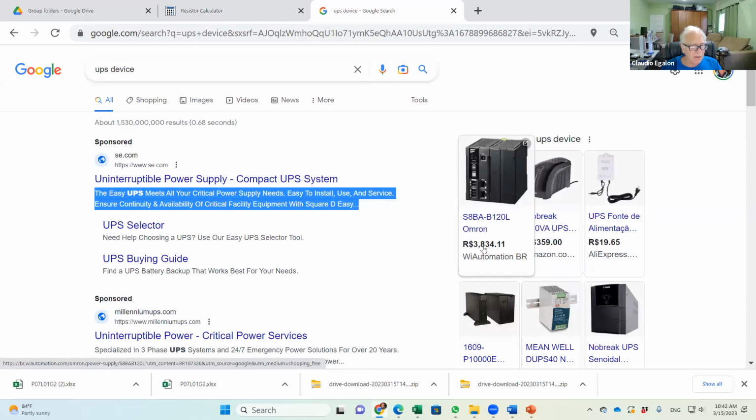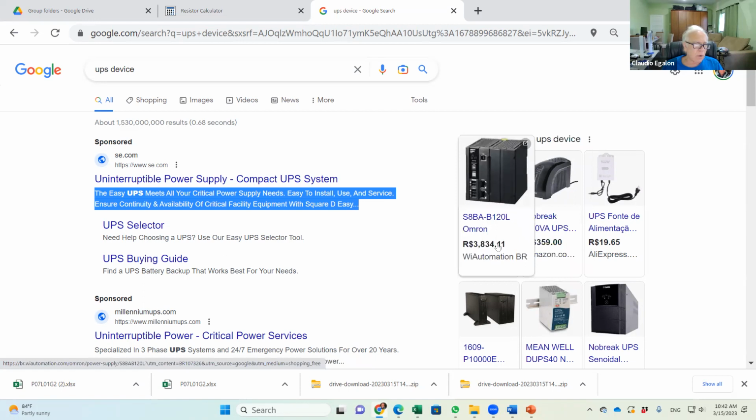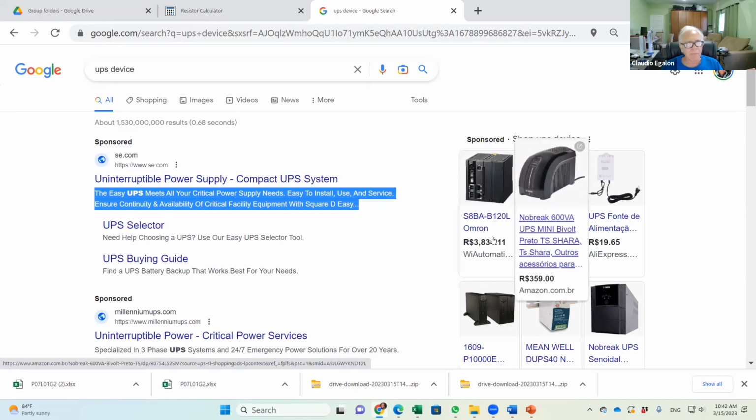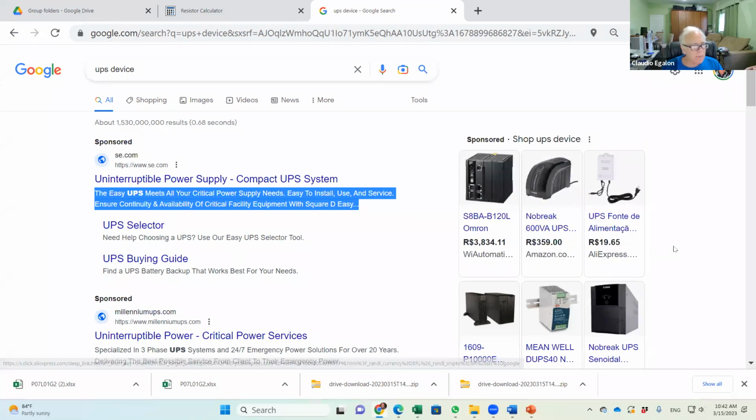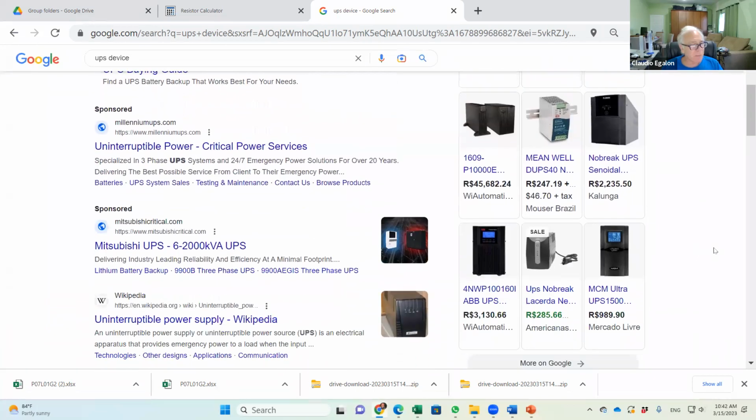This one is more expensive because it has more power than the other ones. Let's say if this one has enough power for 1 hour, this one will have enough power for, let's say, 10 hours, right? 10 times the price.